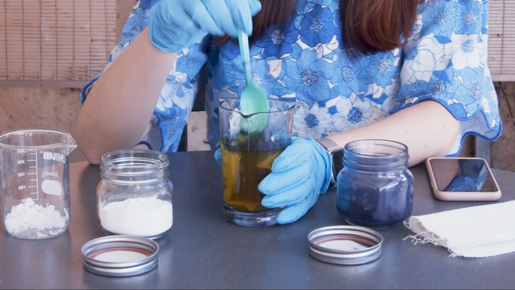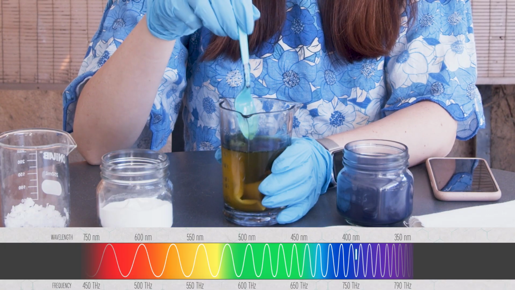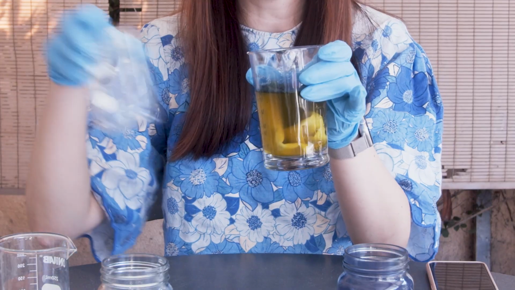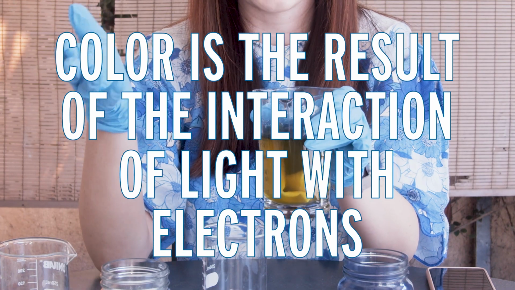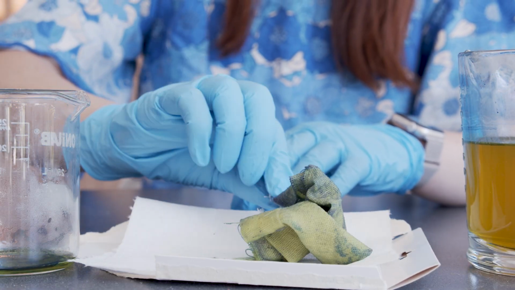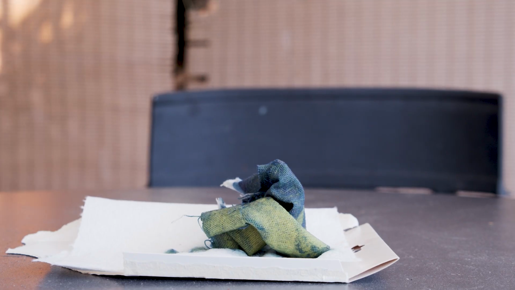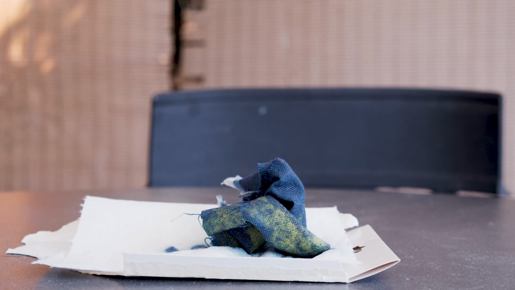Going back to Planck's relationship, that means it absorbs light with shorter wavelengths, around 410 nanometers, giving it a yellowish green color. And this is color at its simplest definition. Color is the result of the interaction of light with electrons. Now, if we take that fabric out of the basic solution, it oxidizes in the air and electrons are put back into their original configurations, so we will start to get a beautiful blue color back.